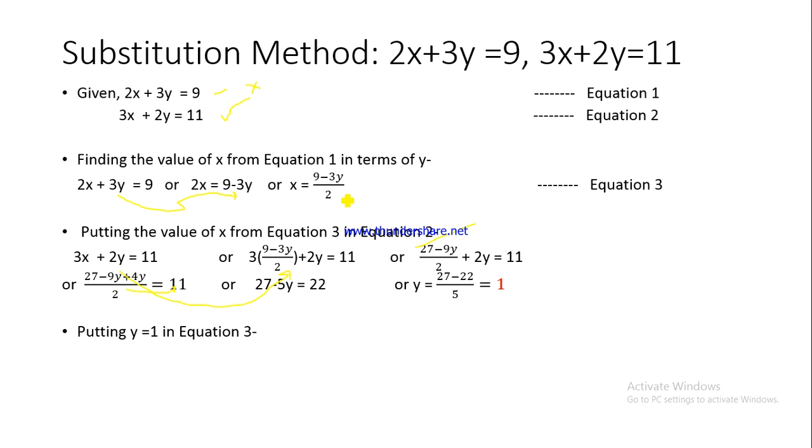Since I knew that x is equal to 9 minus 3y by 2, what you need to do now is use the same expression, equation number 3, here. So x is equal to (9 minus 3y) by 2. In place of y you put 1. So this is what you will get, x will be equal to 3. So you have basically got the solution, x is equal to 3 and y is equal to 1.